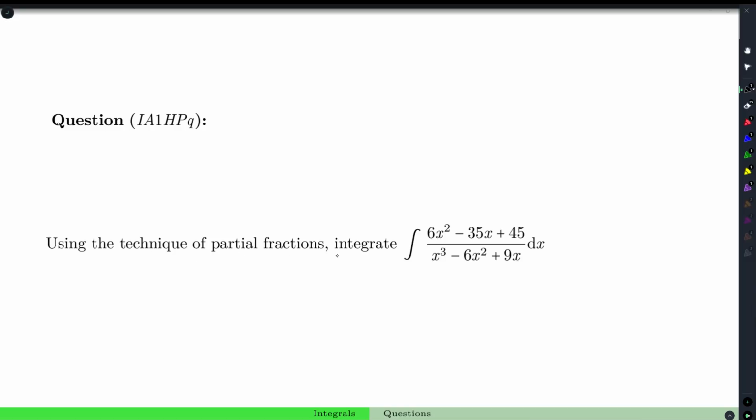Using the technique of partial fractions, integrate 6x squared minus 35x plus 45 over x cubed minus 6x squared plus 9x. Okay, so we're in a good position. We've got a quadratic expression on top and a cubic on the bottom, so we're not going to have to do any weird reductions or rewriting.